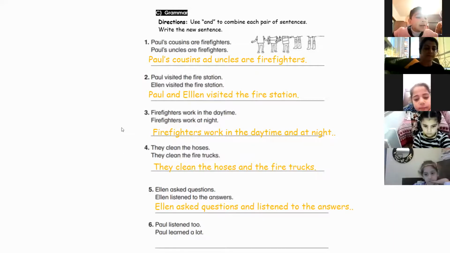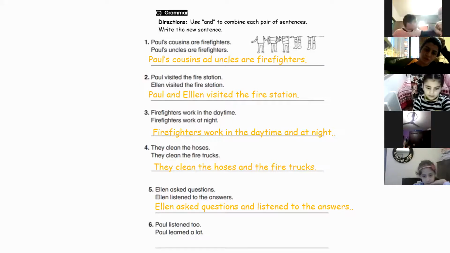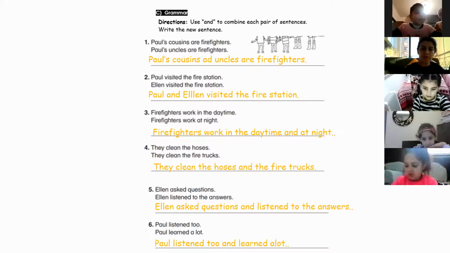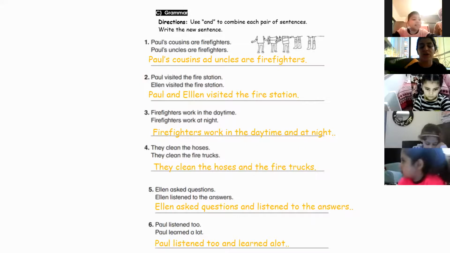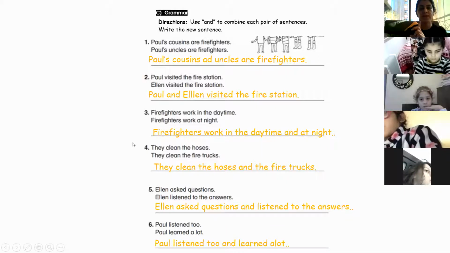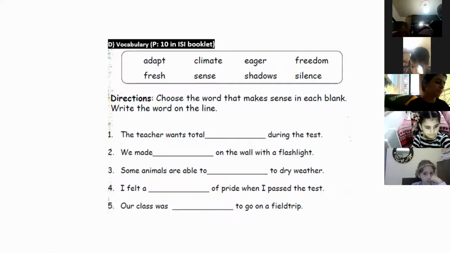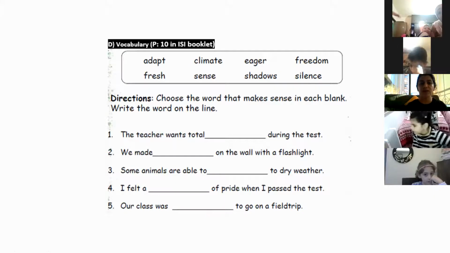Zainab, number five. Paula listened to. Paula learned a lot. Bravo. Paula listened to and learned a lot. Done? This page is not in your booklet. You can't find this page in your English booklet. It's in your English booklet, everyone. Open your English booklet to page 10.